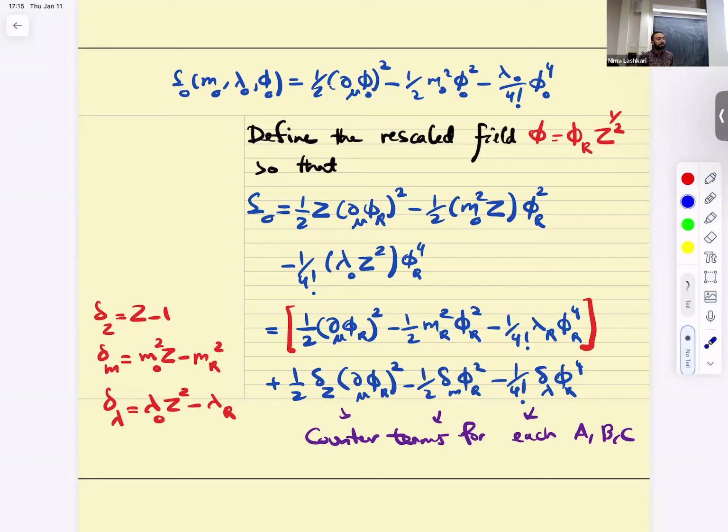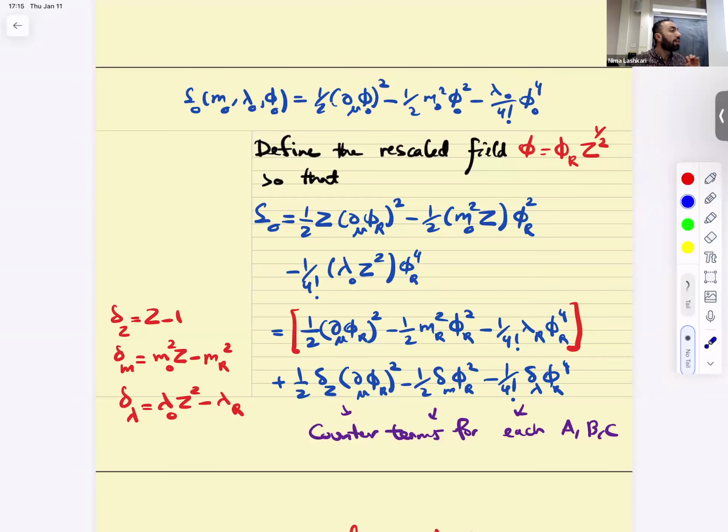Precisely. So what was Z? Z is the amount that you have to rescale phi with. It's a renormalization, called wave function renormalization. You have to define renormalized fields. Let's call the difference between the two delta Z. Good. So all I've done, yeah.